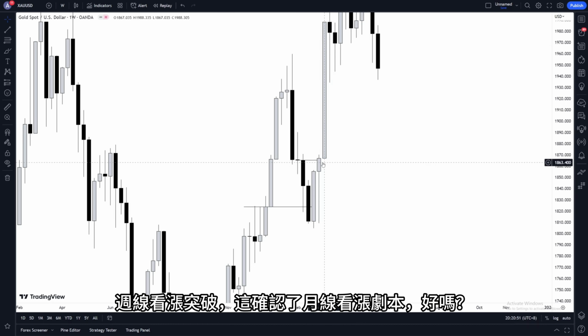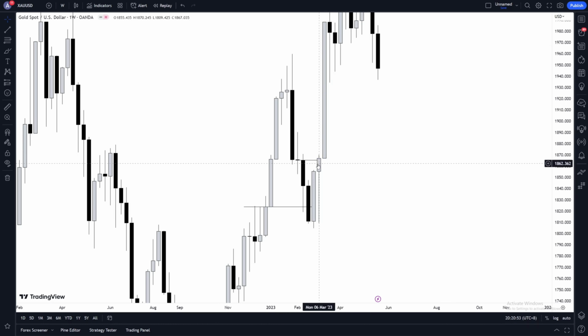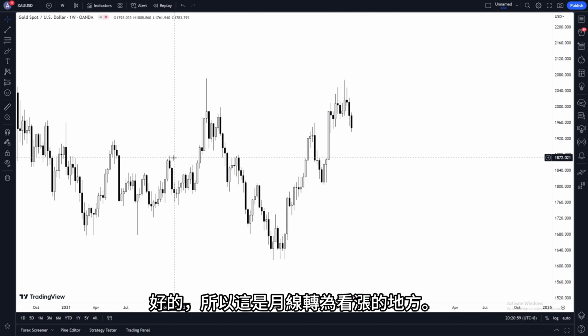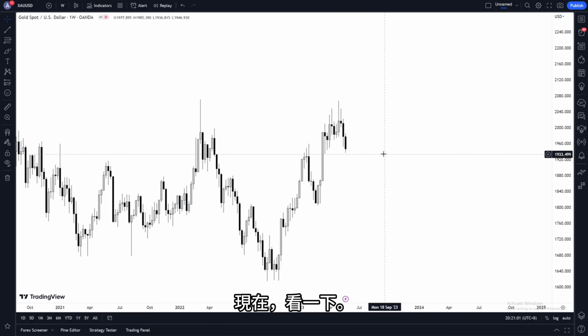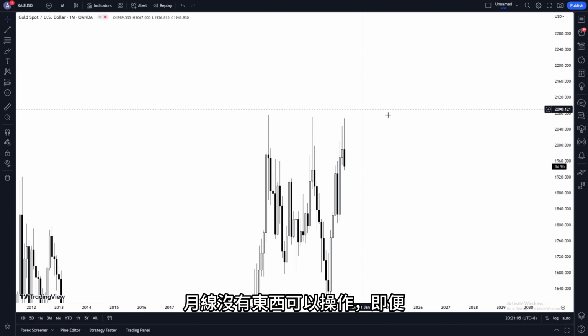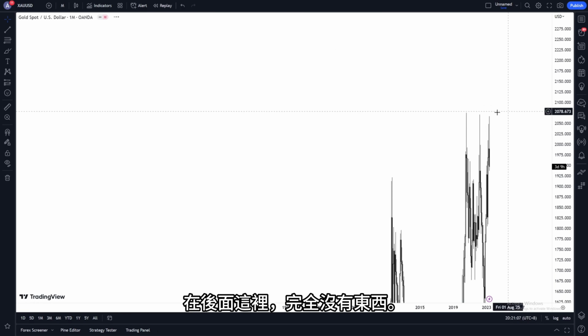Okay, so this following candle is a weekly bullish breakout, which confirms the monthly bullish storyline. Okay, so yeah, that's that. This is where the monthly turned bullish. Now take a look. There was no fresh monthly resistance. There's nothing for the monthly to play off of, even at the back here, nothing at all.